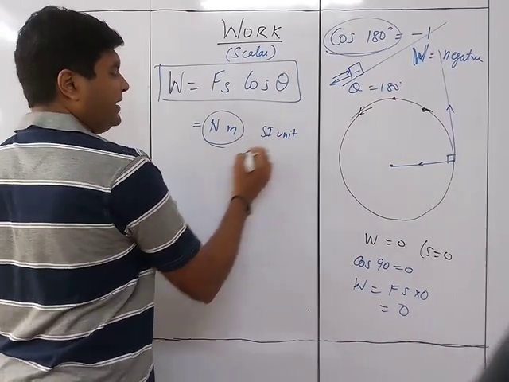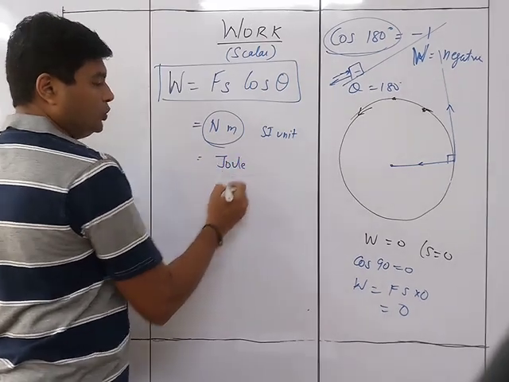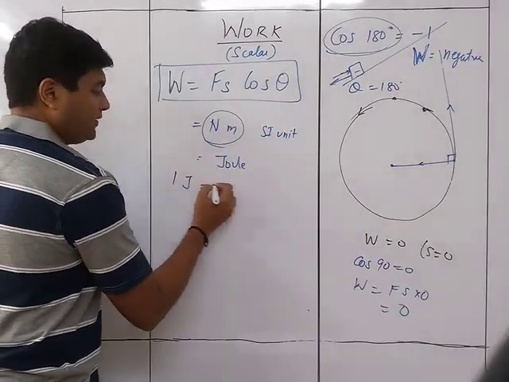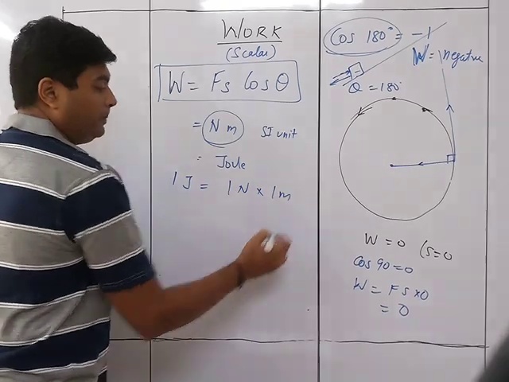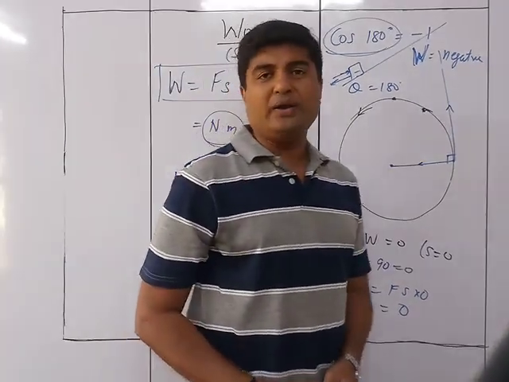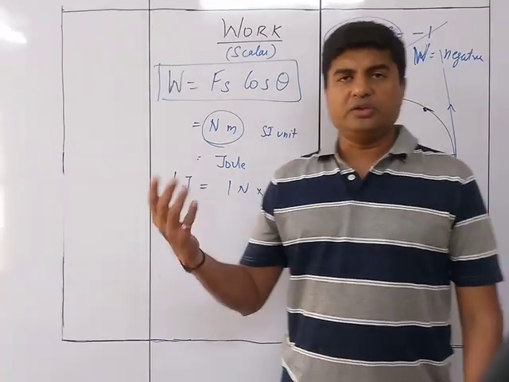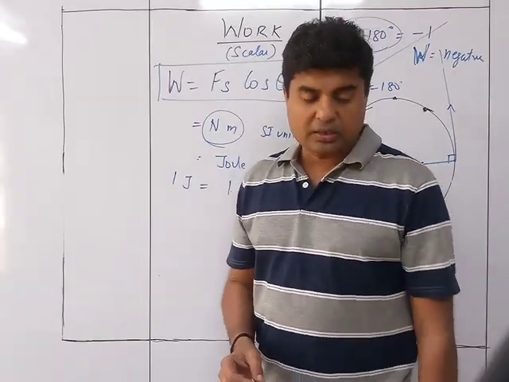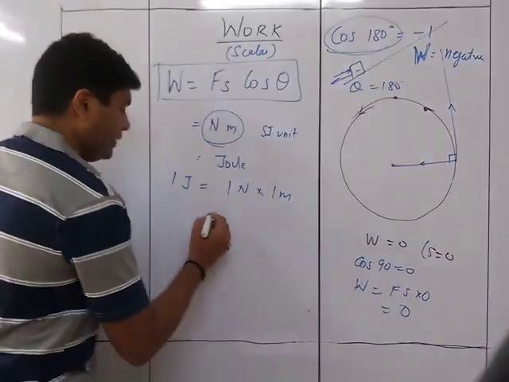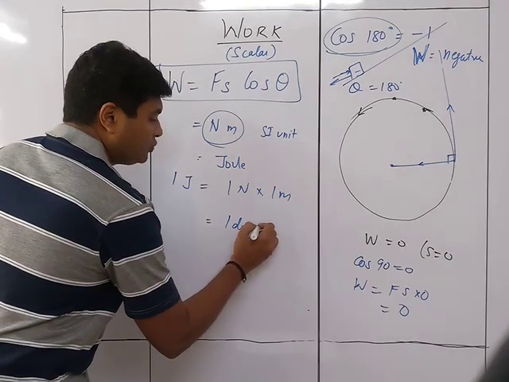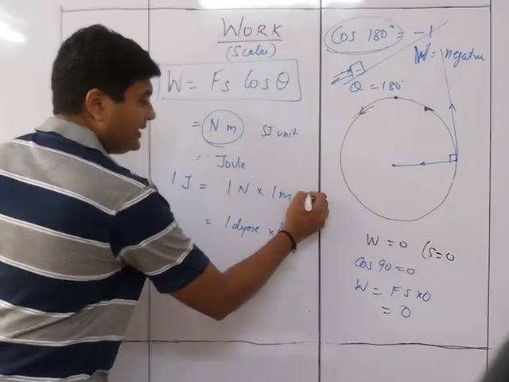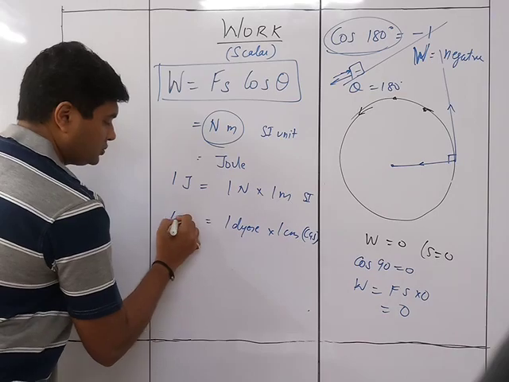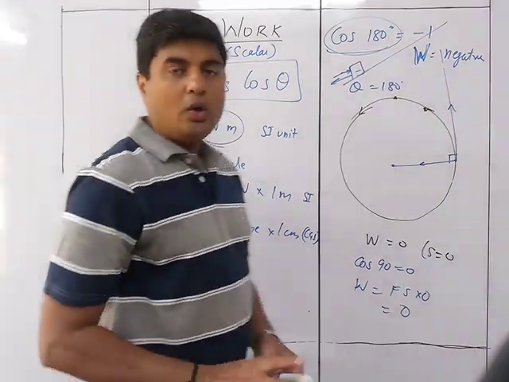This SI unit Newton meter is given the name joule. So joule is the SI unit of work. That's why we can say that 1 joule is equal to 1 Newton into 1 meter. We can have multiple units also like kilojoule, megajoule and gigajoule. In CGS units it will be 1 dyne into centimeters. So this is SI and this is CGS. So 1 dyne centimeter is given as 1 erg. So 1 erg is 1 dyne into 1 centimeter.